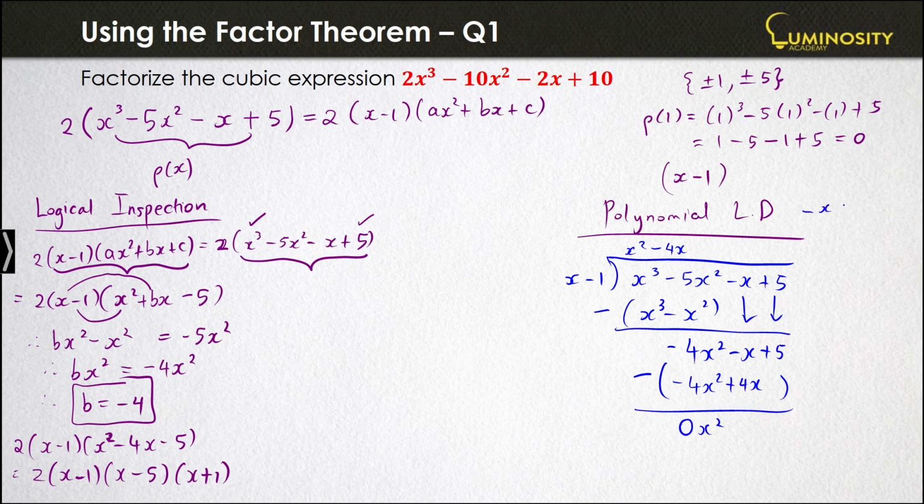Negative x minus 4x is negative 5x. Then bring down the 5, because we haven't used it yet. Lastly, if I do minus 5 here, then negative 5 times x is negative 5x, and negative 5 times negative 1 is positive 5. So negative 5x minus negative 5x is 0, and 5 minus 5 is 0. The remainder here is 0, and that's exactly what we expected. The x squared minus 4x minus 5 is exactly the quadratic we solved for when we did logical inspection.